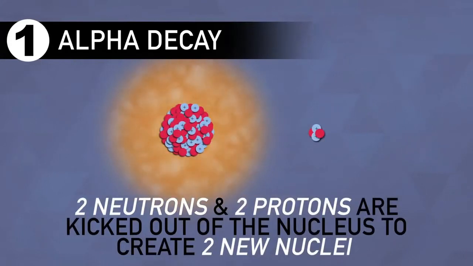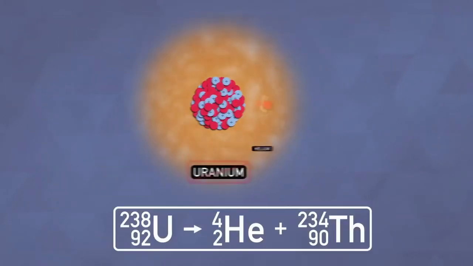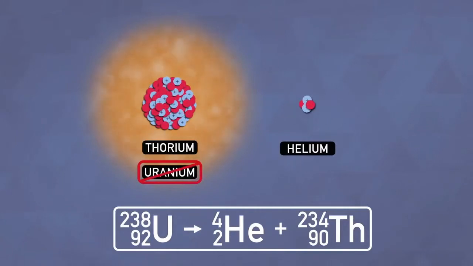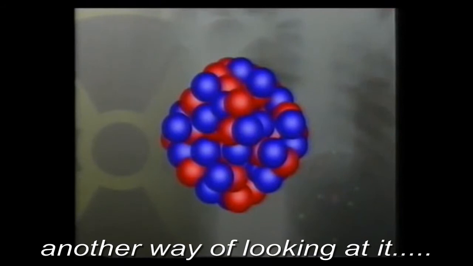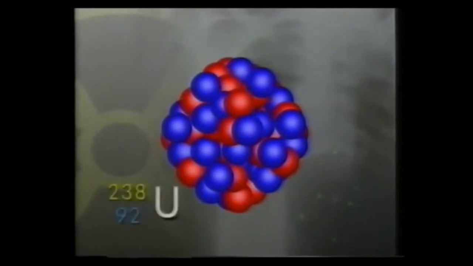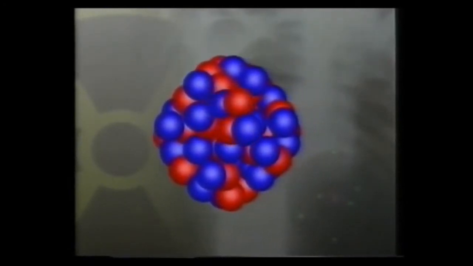Alpha decay is when 2 protons and 2 neutrons leave the nucleus, leaving a remaining smaller atom plus the helium nucleus. Some elements have many more neutrons than protons. These are the elements with large atomic numbers. For example, uranium-238 has 92 protons and 146 neutrons. The imbalance makes the nucleus unstable.